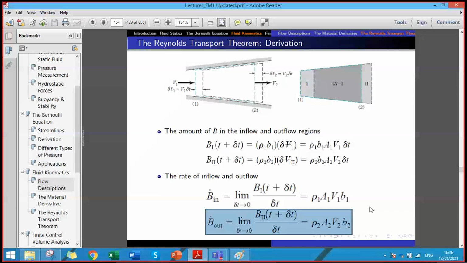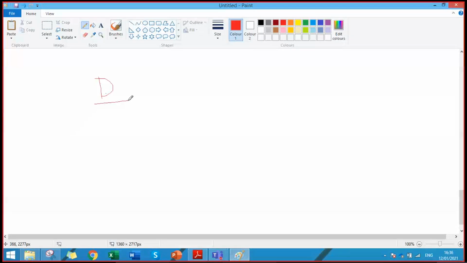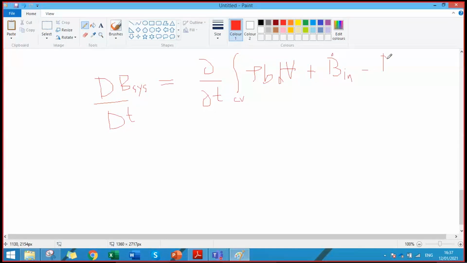So what we have on the right side is now the d by dt of B system. We got this by taking its derivative, which equals partial by partial t of the integral of rho b dV over the control volume, plus B dot in minus B dot out. The physical explanation of this is called the Reynolds transport theorem. This is helping us to relate the system quantity with the control volume, the system property with the control volume.